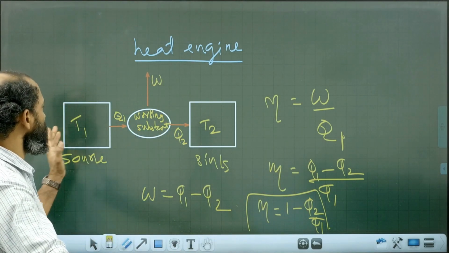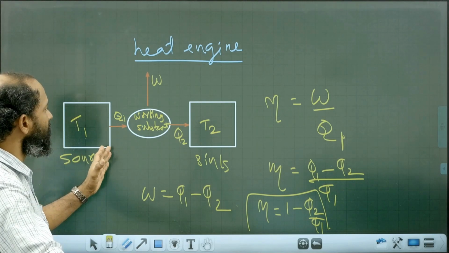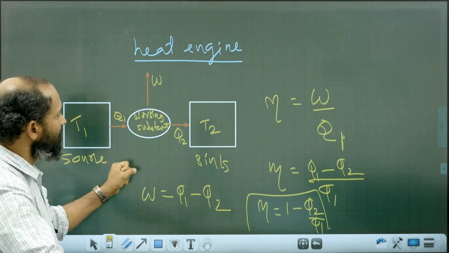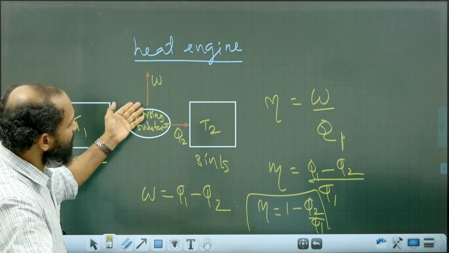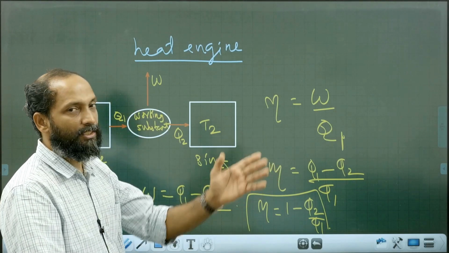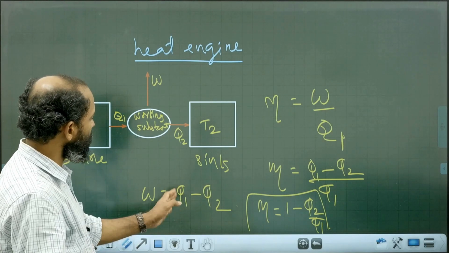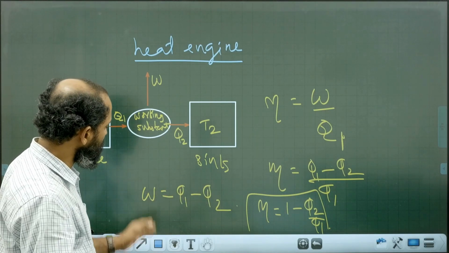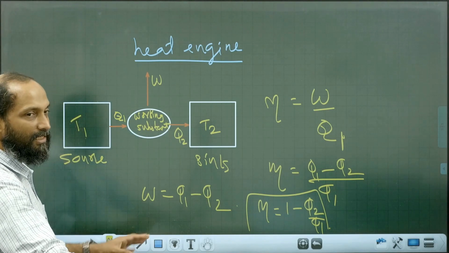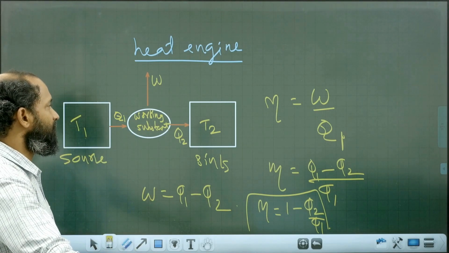Heat Q1 is extracted from a high temperature reservoir. The working substance absorbs that heat and does the necessary work. The rest of the heat is rejected as Q2. So Q1 is greater than Q2, and Q1 minus Q2 is positive, and that is work W. This is a general illustration of a heat engine.